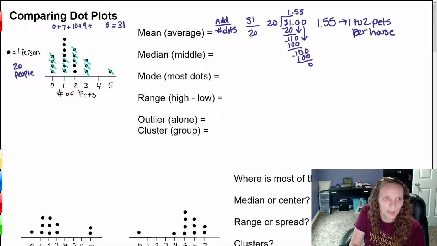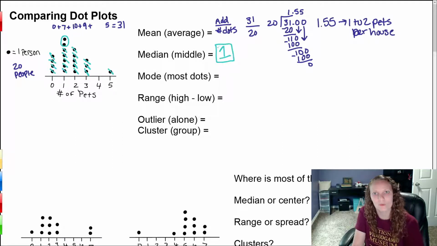So I'm going to keep going back and forth. Now, if I kept going, both of these dots would be crossed off. So here's our middle, our median, and it's above the number 1. So the middle number would be 1. So the median is 1 pet per house.